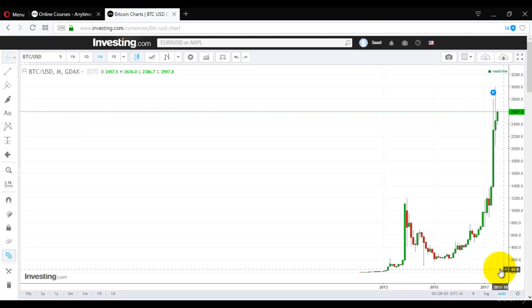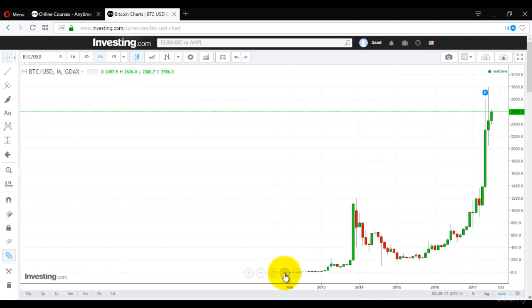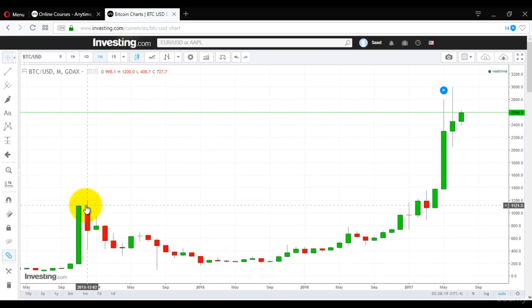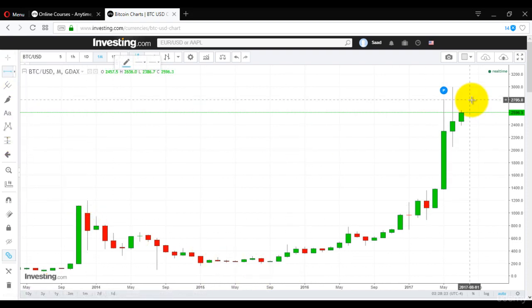Hi guys, today we are discussing Bitcoin support and resistance lines. Now we have selected the monthly chart, and the Bitcoin price is in US dollars, taken from GDAX. Let me show you why we are selecting the monthly chart: because the monthly chart is the father of all charts, so it helps us understand the futuristic growth.